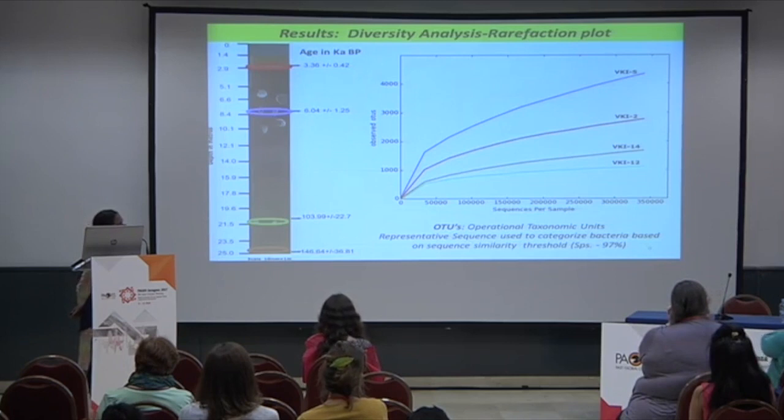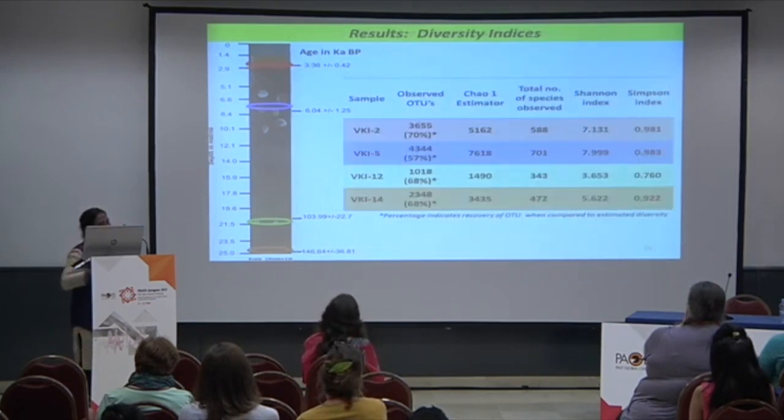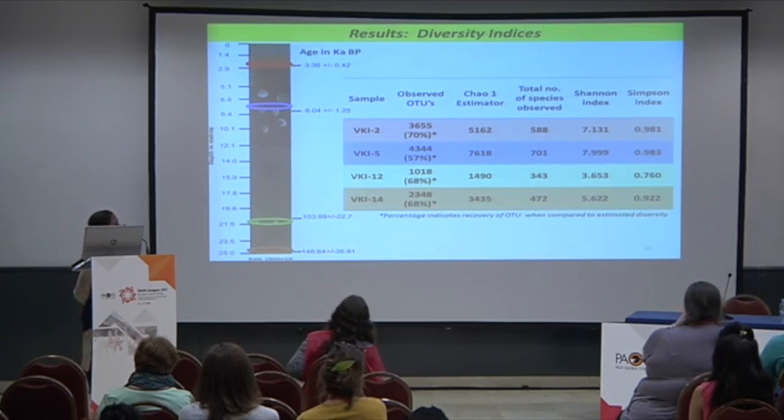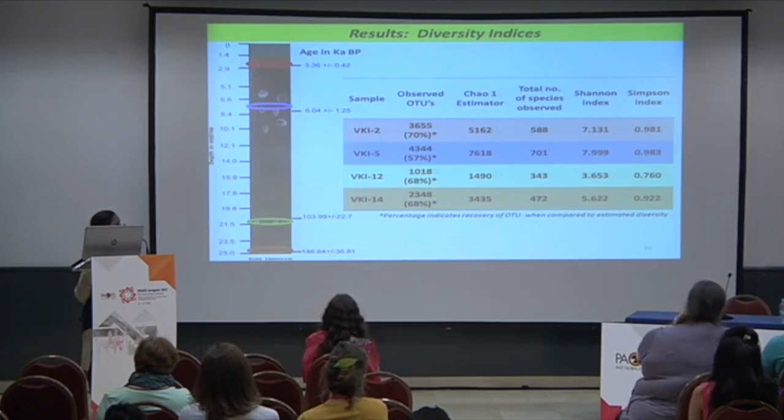And more intensive sampling could yield only a few additional species, whereas VKI-5 had the steepest rarefaction curve, and more intensive sampling could yield additional species. And for diversity indices, 70% of the estimated diversity was observed in VKI-2, 12 and 14, whereas only 57% of the estimated diversity could be recovered in VKI-5. In spite of that, the highest species diversity was observed in VKI-5, and species richness and species evenness were also highest in VKI-5, calculated by Shannon and Simpson index.